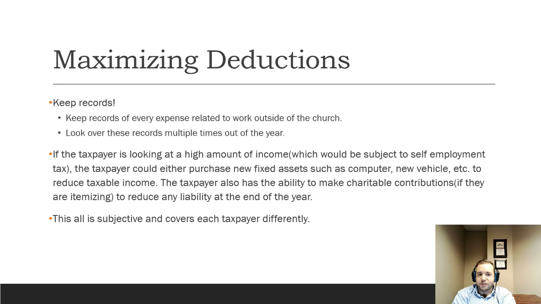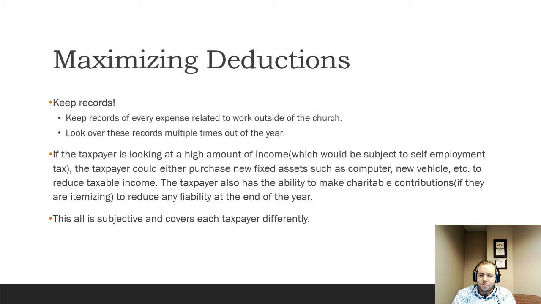Keep records of every expense related to work outside the church. Look over these records multiple times a year. Just make sure that you're catching everything and that your income every month looks right. You worked really hard in January, but you didn't work a lick in February, so you shouldn't have any income in February, but you definitely incurred some fixed costs like utilities and your phone bill and everything like that.